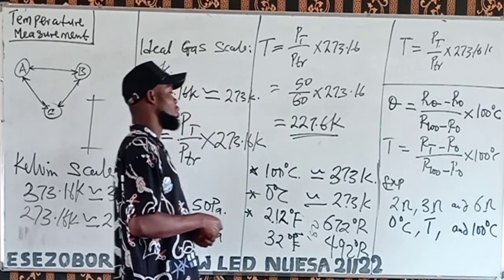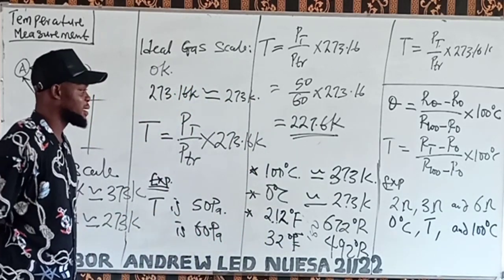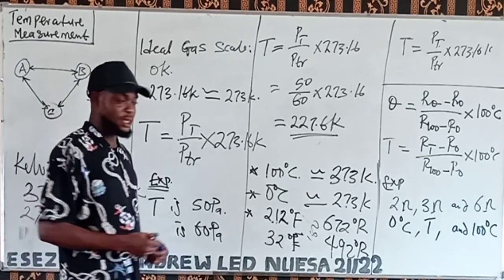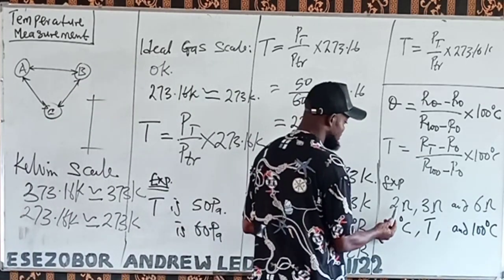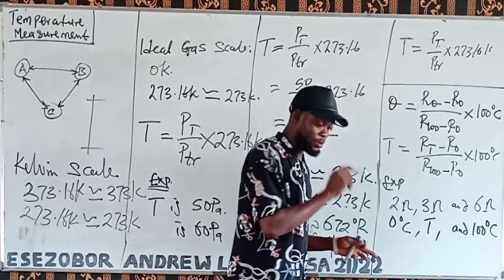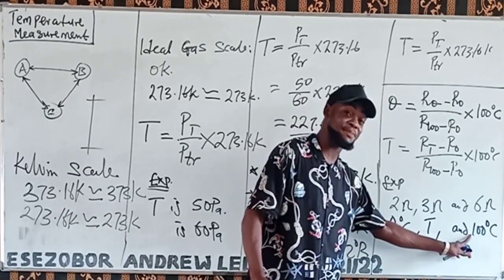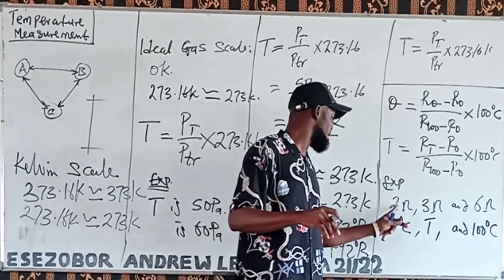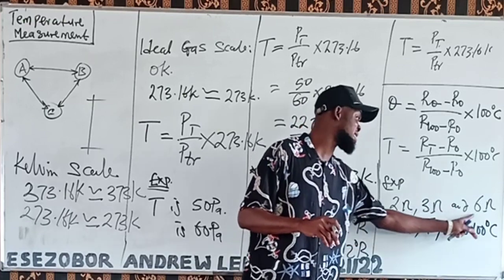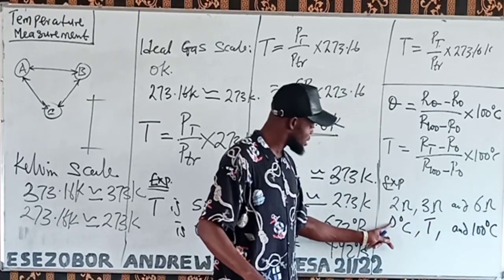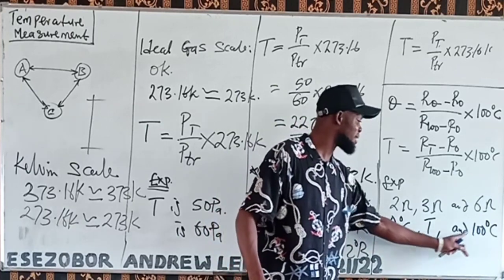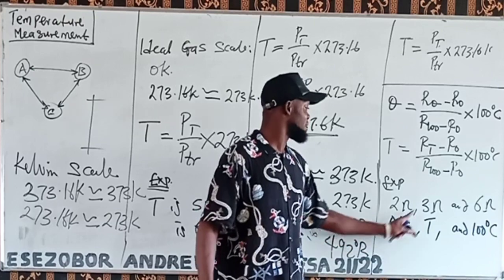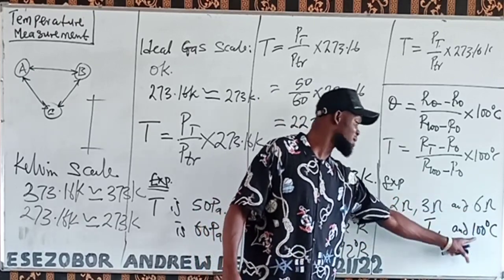What is the value of T? Of T. Can we do that? Remember, this is the resistance. Look at it. The values of the expression are respectively given. That means we have 2 ohms, 3 ohms, and 6 ohms, corresponding to 0 degrees Celsius, T, and 100. Respectively means the first, we take the first here; the second, we take the second here; the third, we take the third here. That's the meaning.